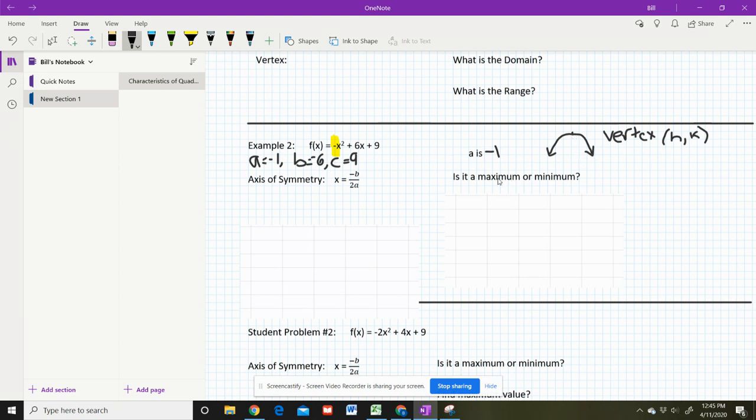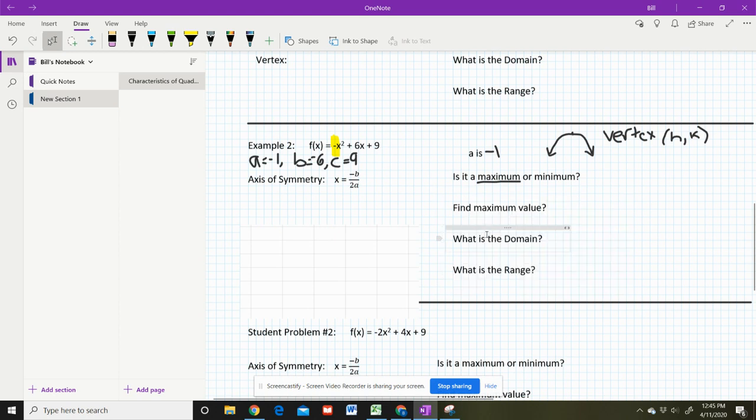So the vertex, when A is a negative, it means that we have a maximum is what we're looking for. Probably the most common problem that we'll see. So first thing we need to do is find our maximum value. That means we need to find our axis of symmetry, because we find our axis of symmetry and then we use that to find our vertex.